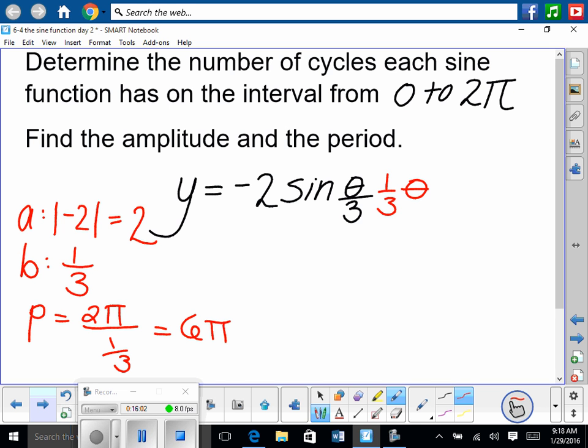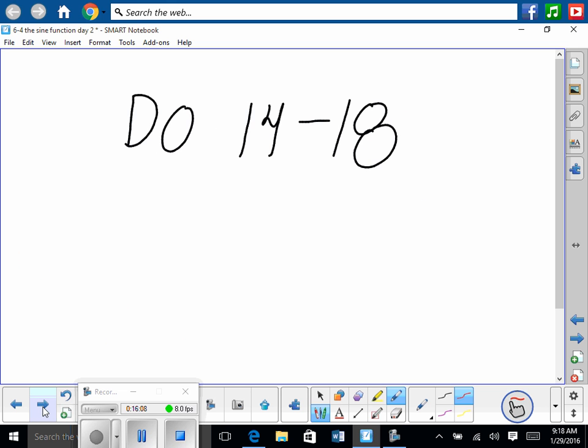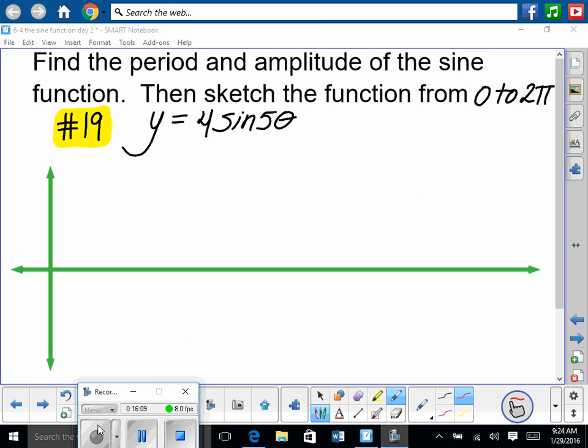We've answered the questions. It didn't ask us to graph on this one, although we could. Okay, so do problems 14 through 18, check with me when you're done, so that you can do the rest right. You really got to read the directions, because this one's different than any of the graphing ones we've done before.